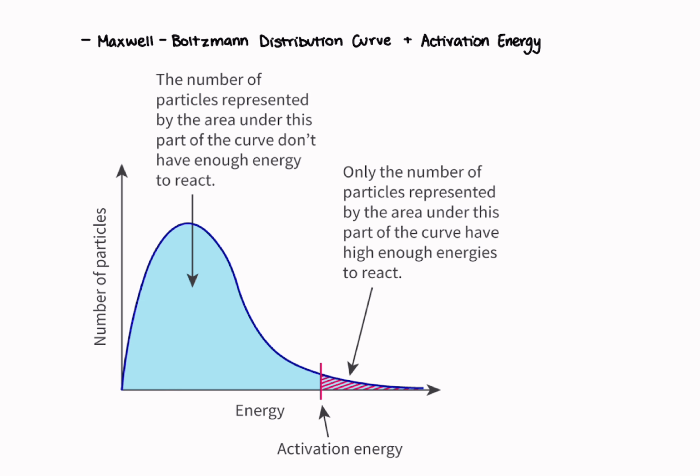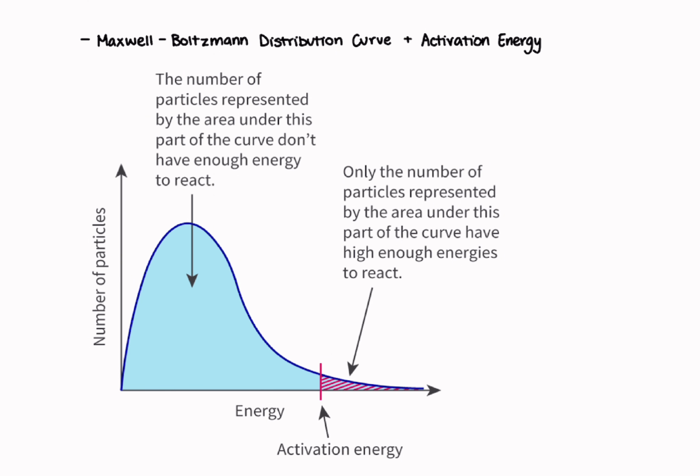Now we'll talk about the Maxwell Boltzmann distribution curve and activation energy. Activation energy is shown as a line on the graph. So this line shows the amount of energy that the reactant particles need for a chemical reaction to occur. The number of particles represented by the area under this curve don't have enough energy to react, since they are on the left-hand side of the activation energy.